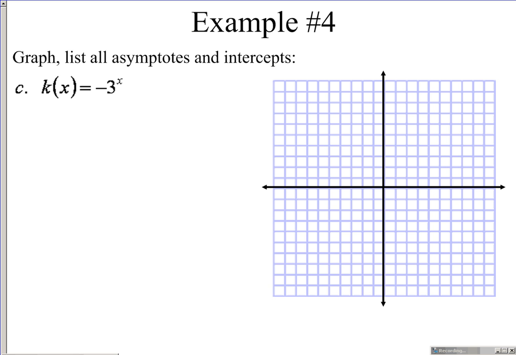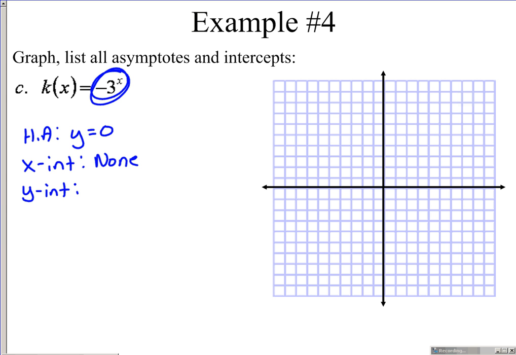Letter C, k of x equals negative 3 to the x power. Any exponential all by itself is getting closer and closer to 0, so our horizontal asymptote is back at y equals 0. X-intercept, that exponential is never going to be equal to 0, so there is none. Y-intercept, plug in 0 for x. We get 3 to the 0 power, which is 1. Apply the negative. We're at negative 1. Asymptote at y equals 0.